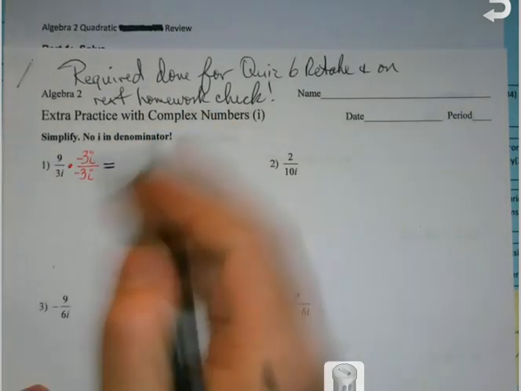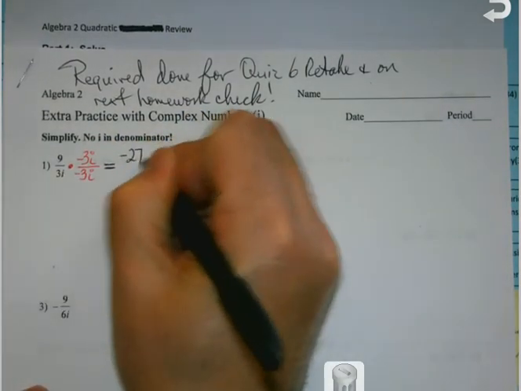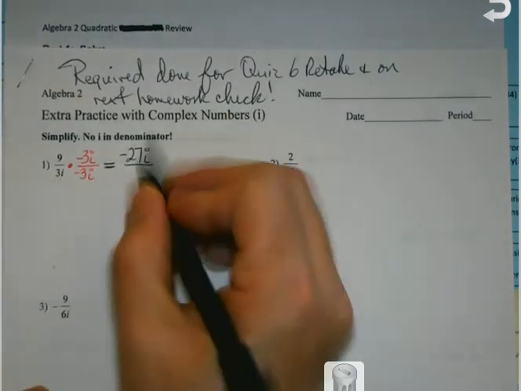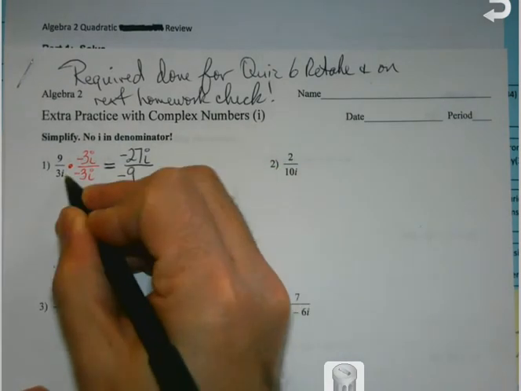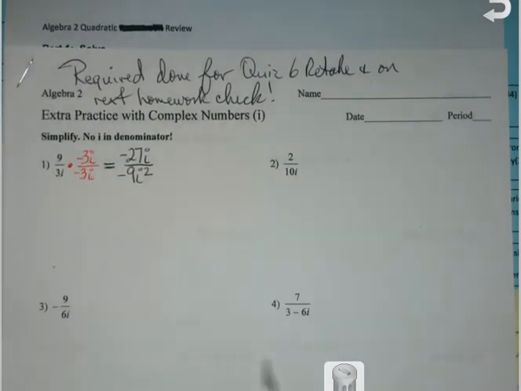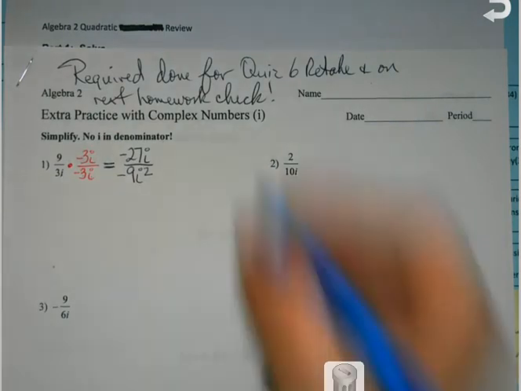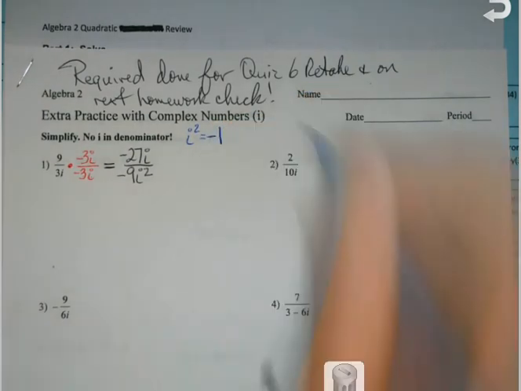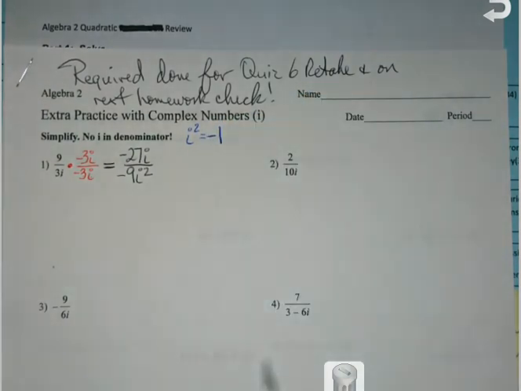So 9 times negative 3 would be negative 27. Don't forget my i. And then down below, 3 times negative 3 is negative 9. And i times i is i squared. But one important thing I've got to remember: i squared equals negative 1.